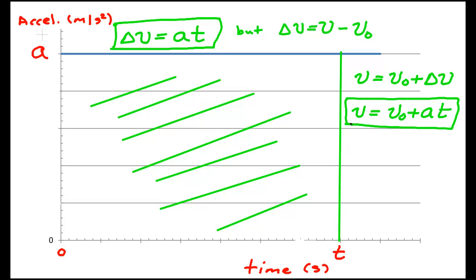This equation can be quite useful in solving problems, but it isn't true in general. It's only true when this is true, and this equation right here is only true if this graph has a rectangle. So it only works for constant acceleration problems. This equation is known as the first kinematic equation.